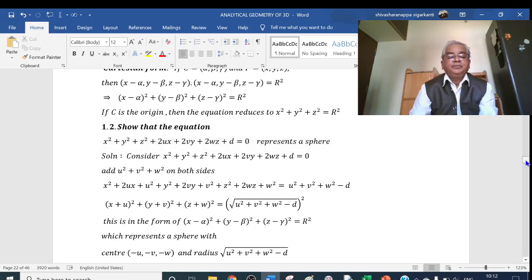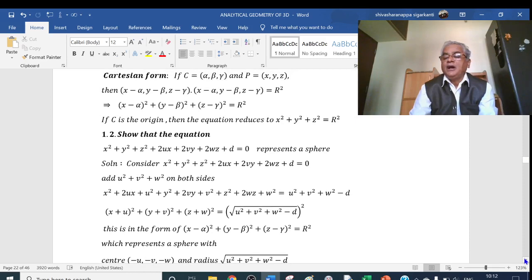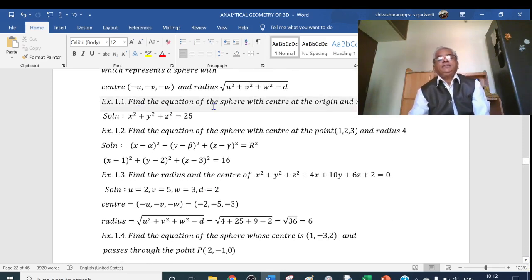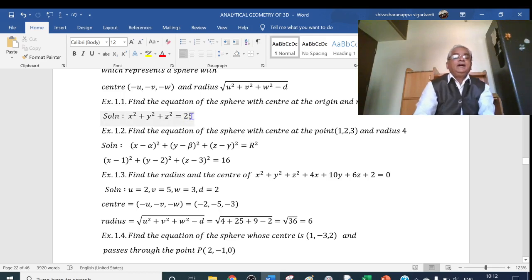Okay. Then now I will go to some examples. Find the equation of the sphere with center at the origin and radius 5. We know that the equation of the sphere whose center is at the origin and radius is equal to r is x² + y² + z² = r². Directly we can write the equation of the sphere here. x² + y² + z² = r². 5² is 25. This is the required equation.